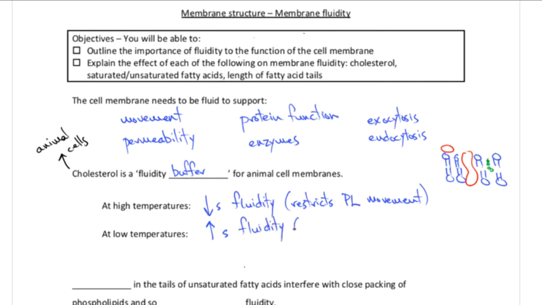And the way that it does that is that it prevents the close packing of the phospholipids. So if you take a look at the phospholipids in this diagram here, they would like to get close together to each other, to have the hydrophobic tails next to each other. But if cholesterol gets in the way of that, it prevents them from getting close and effectively prevents them from freezing, if you like. So by restricting phospholipid movement at high temperatures and preventing close packing of phospholipids at lower temperatures, it maintains a more constant fluidity of the cell membrane in animal cells.